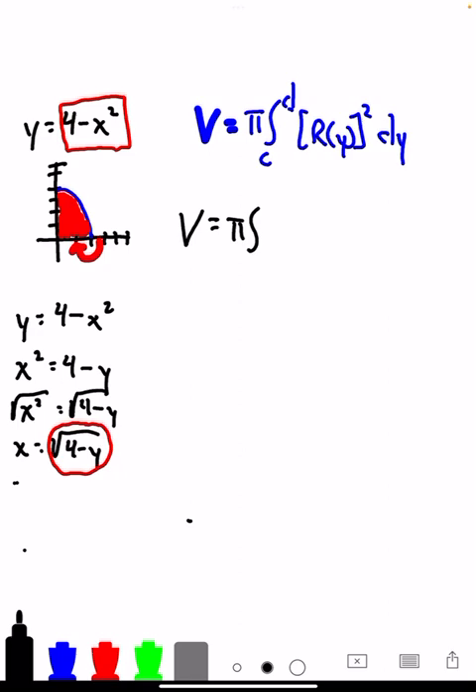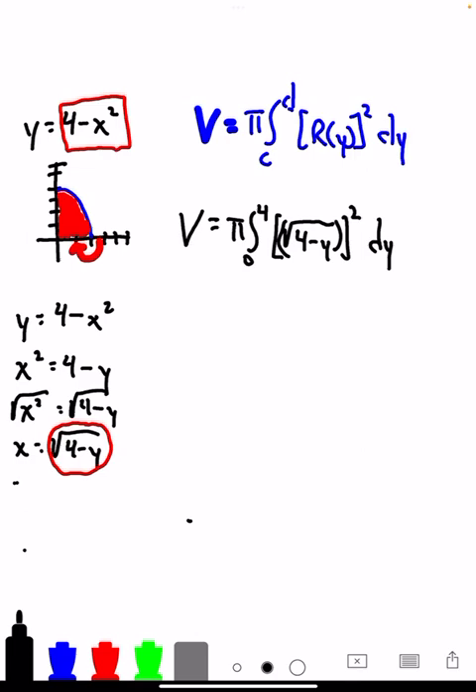Now we're going to look at our boundaries. In the last problem, we went about the x-axis. The boundaries were from 0 to 2. Now we're going about the y-axis, so our boundaries are going to be from 0 to 4. That's very important. And instead of 4 minus x squared, now we're going to say the square root of 4 minus y. Okay, so that's very, very important. It's a lot of small things that we do to make the adjustments.